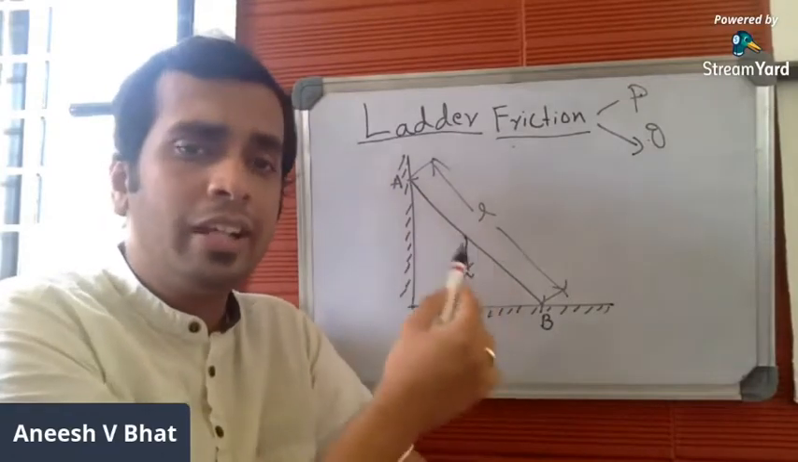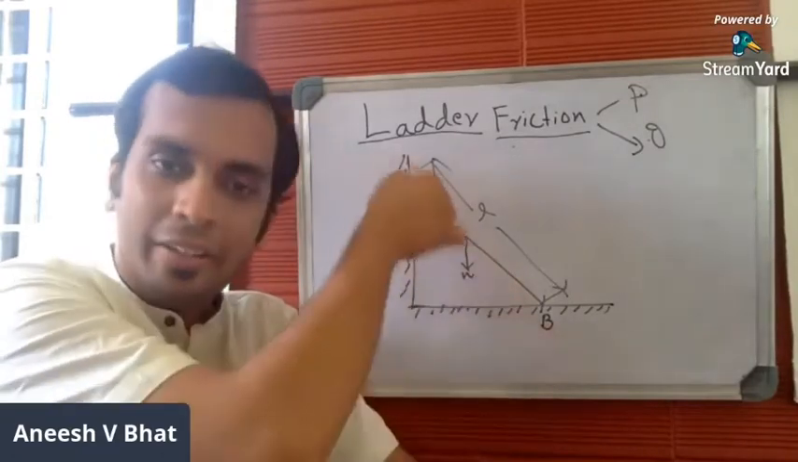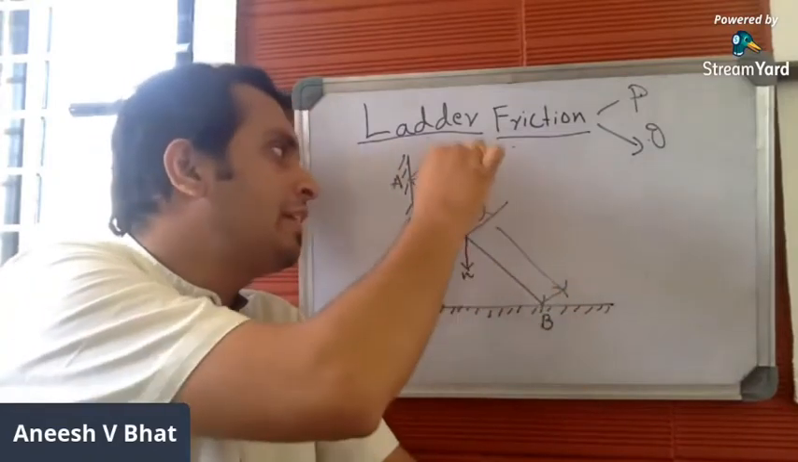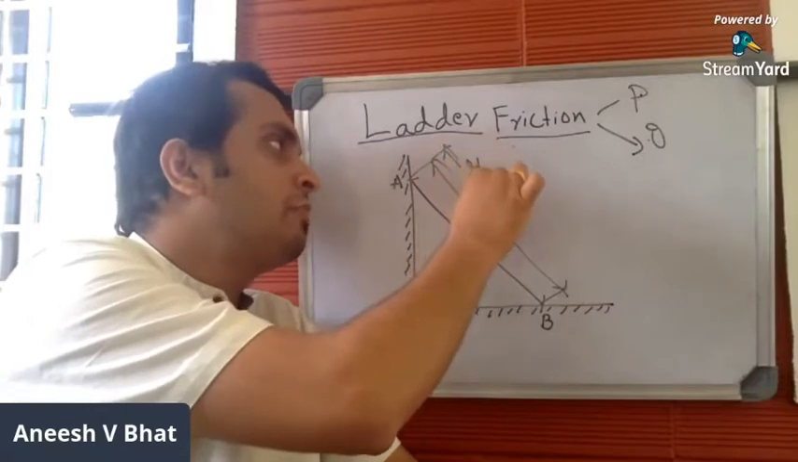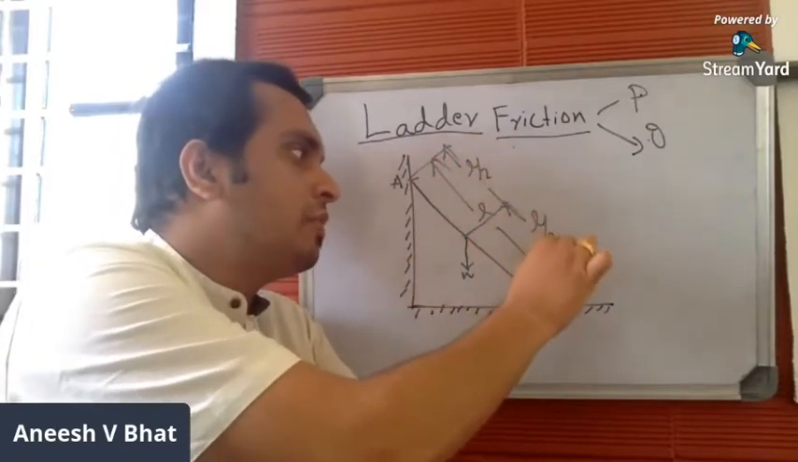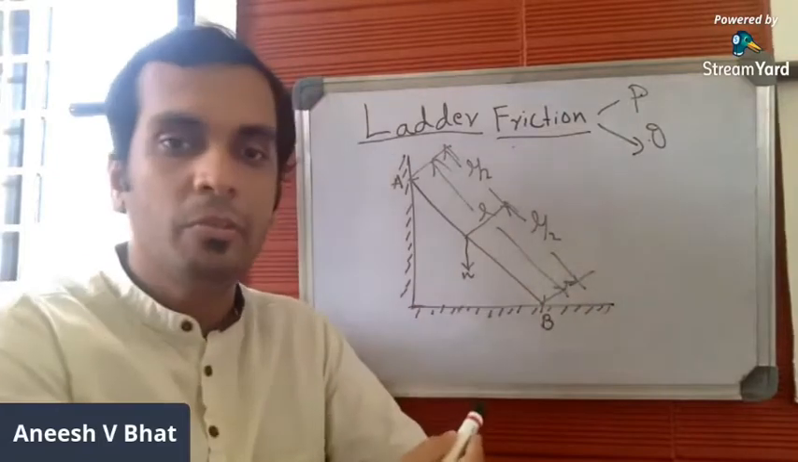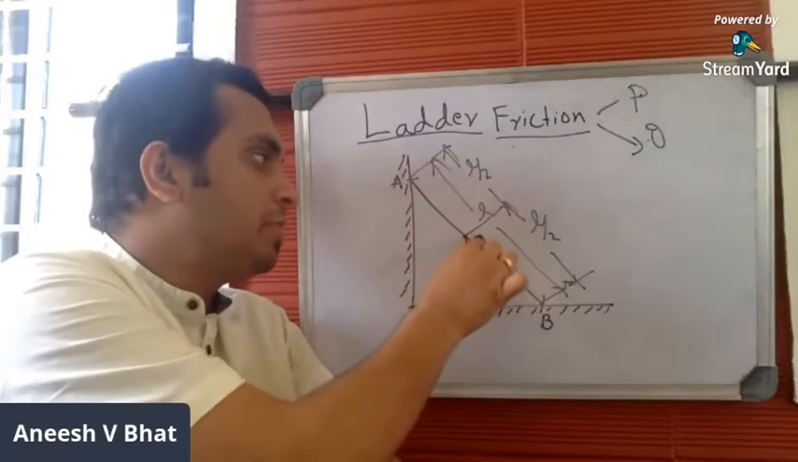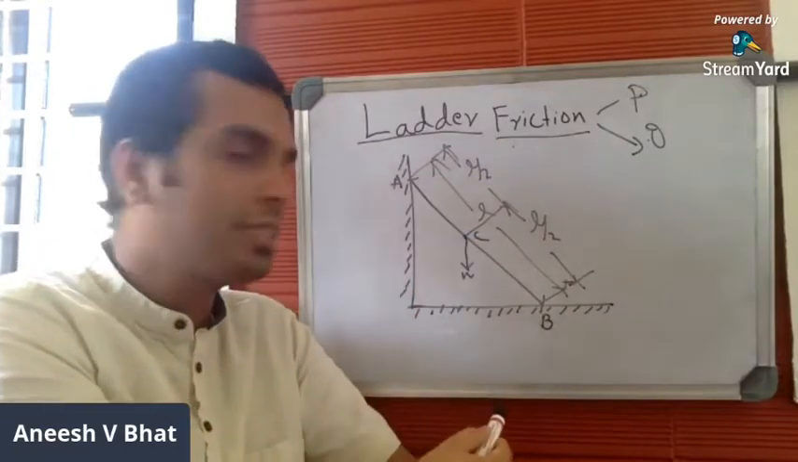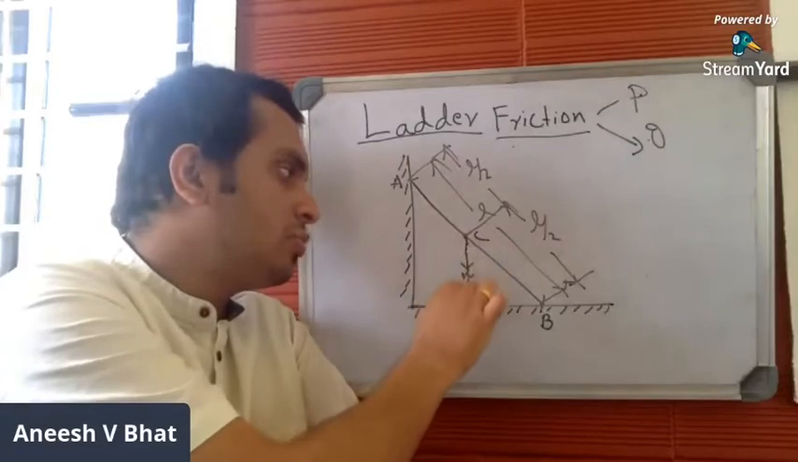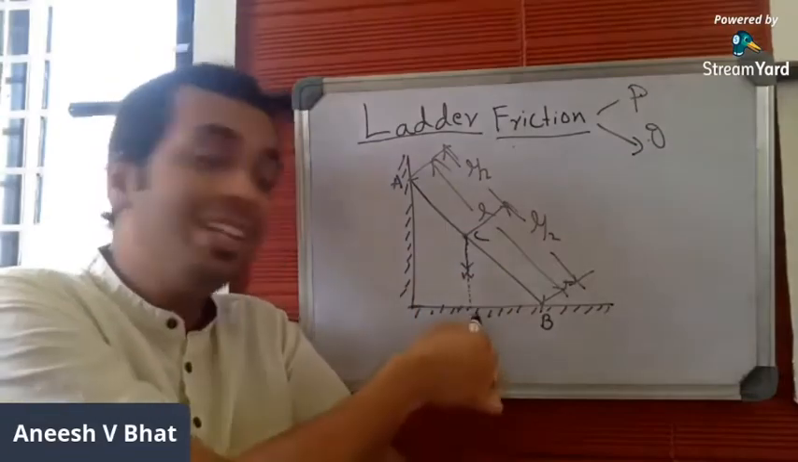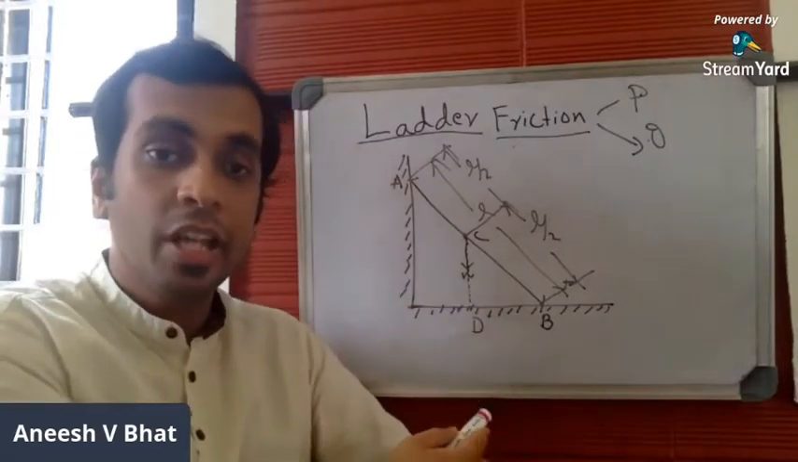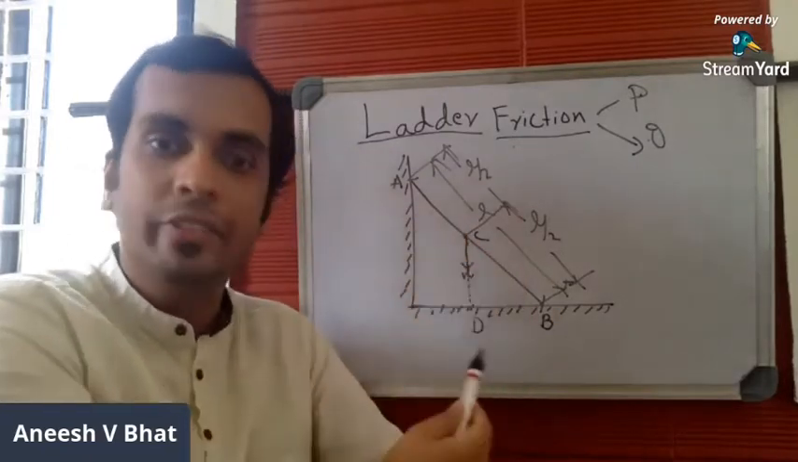And self-weight of the ladder acts exactly at the center of the span. If the entire span is L, then self-weight will be acting at a distance of L by 2 from the top and L by 2 from the bottom. So once you mark the self-weight, this is A, this is B, let me mark this particular point as C, and let me extend this so that the line of action of self-weight meets the floor, and let me mark this point as D. We'll understand the significance of this process later when we solve the problem.